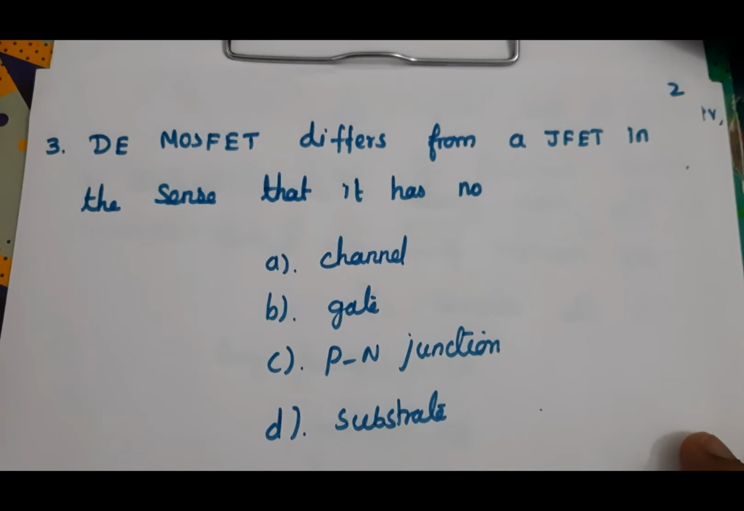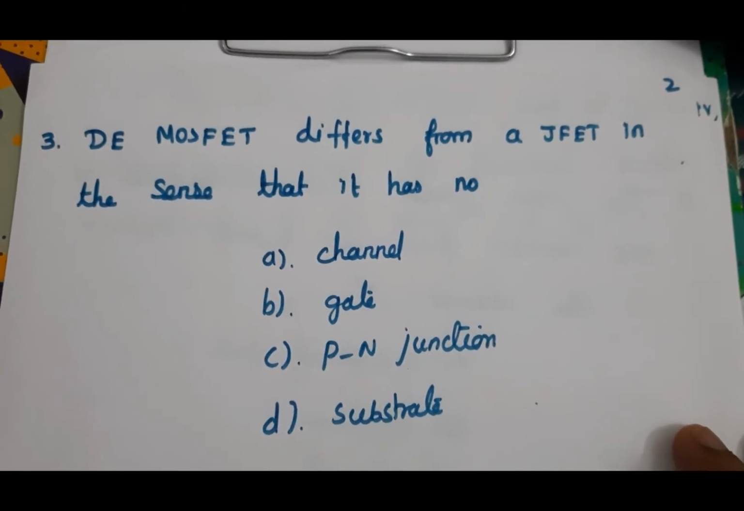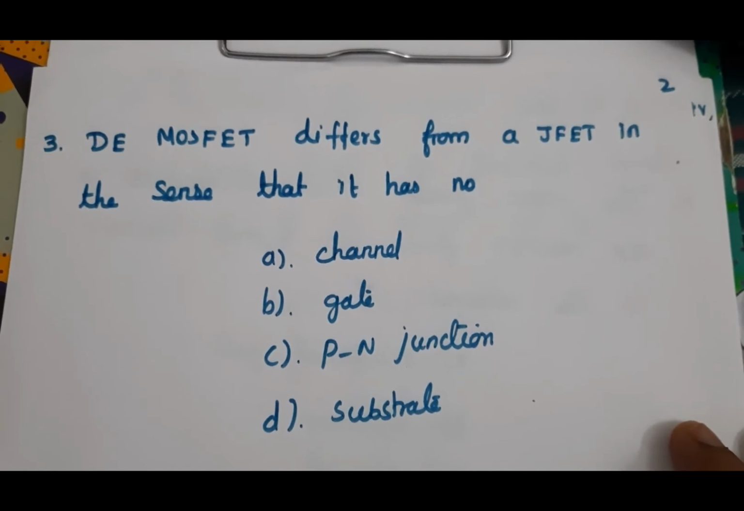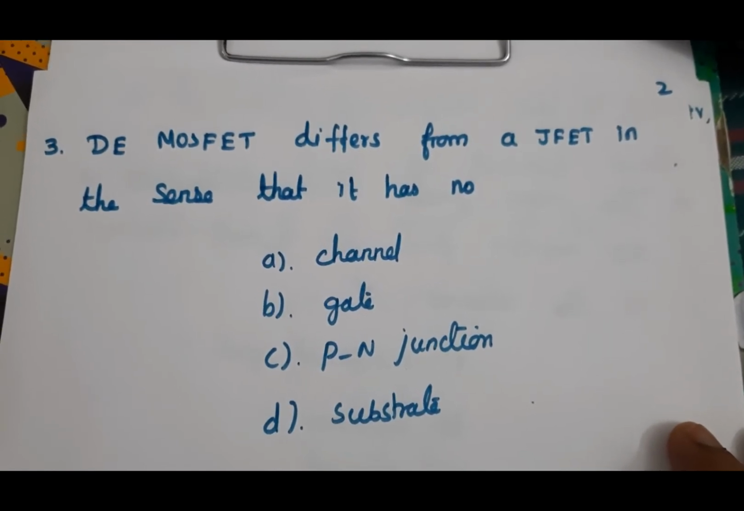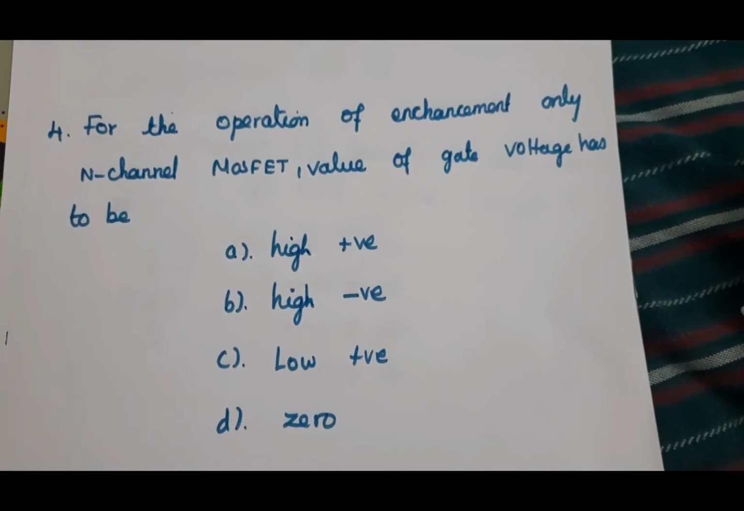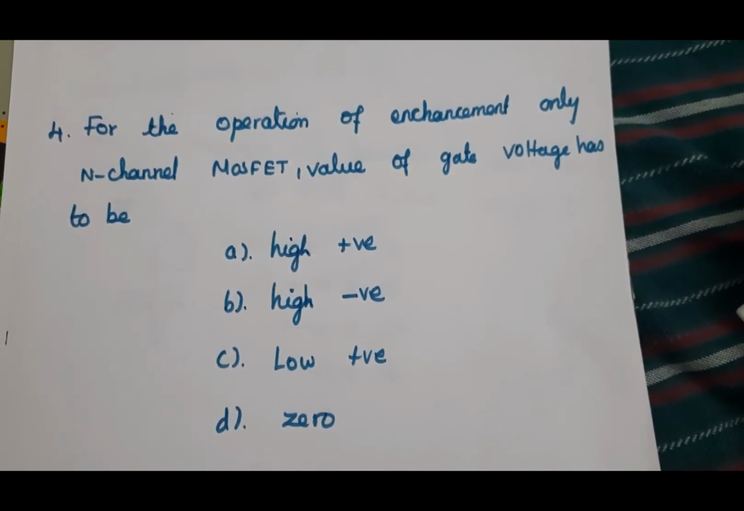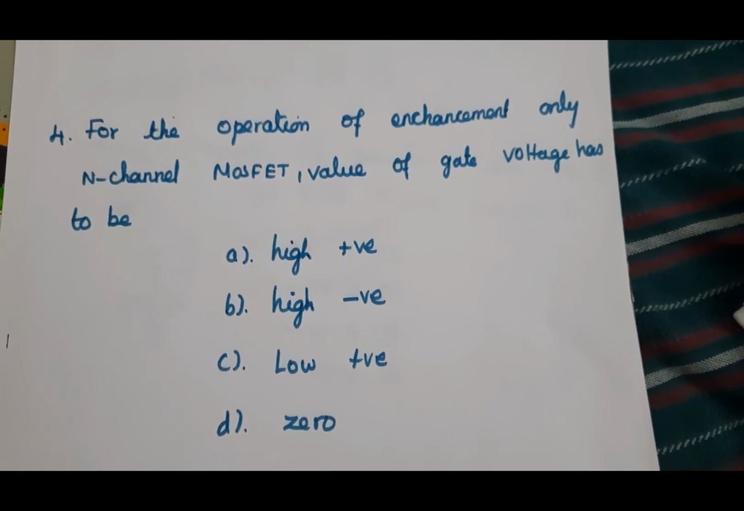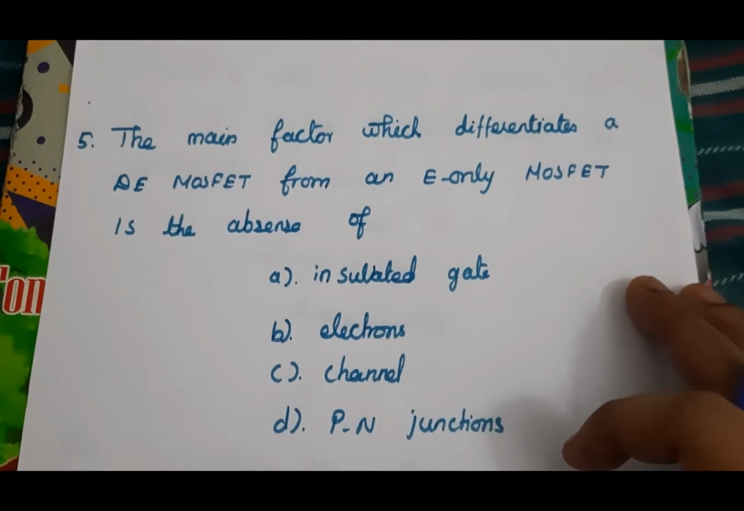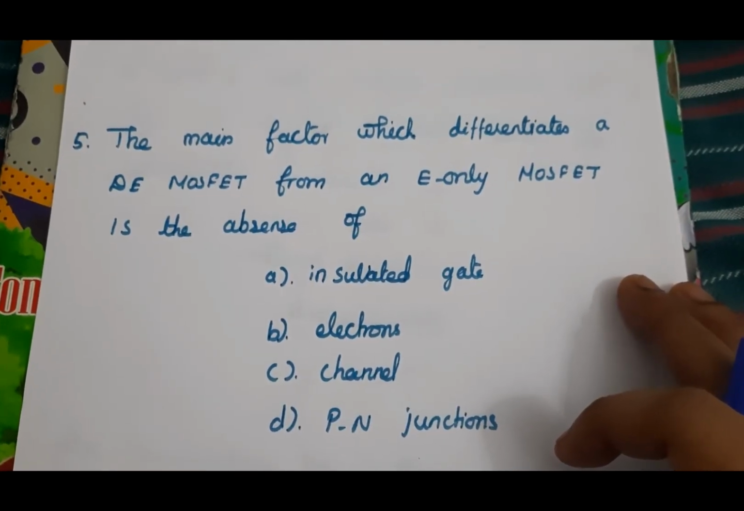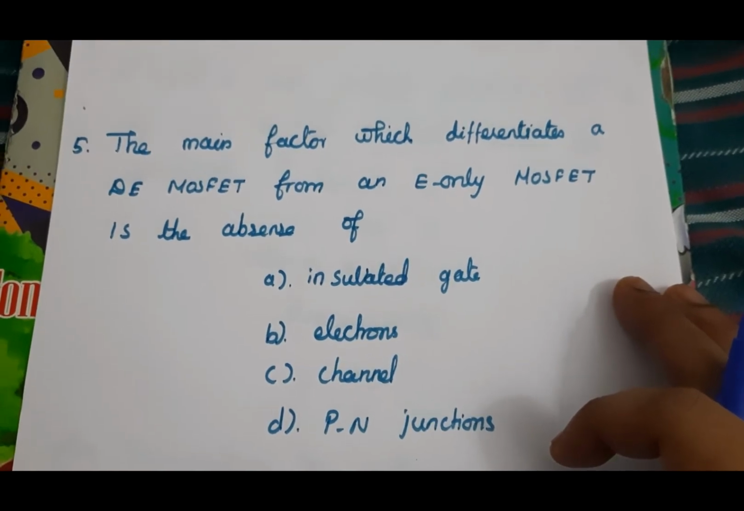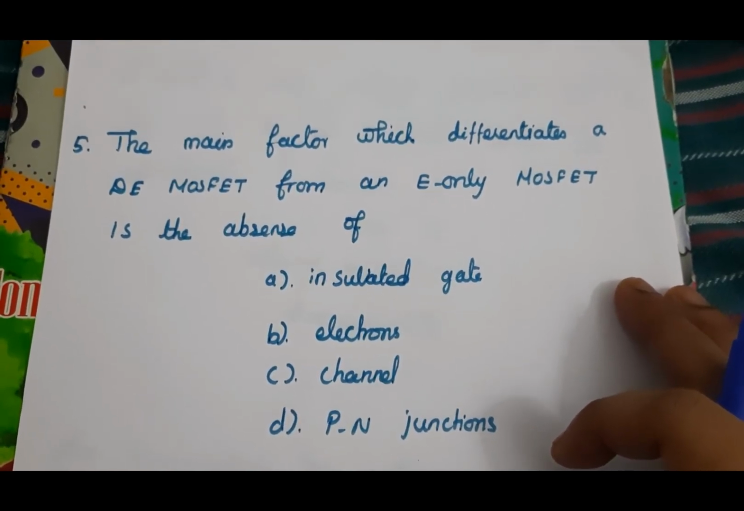Third question, a depletion MOSFET differs from the JFET in the sense that it has no channel, gate, PN junction or substrate. Find the correct answer. Fourth question, for the operation of an enhancement-only N-channel MOSFET, the value of the gate voltage has to be high positive, high negative, low positive, or 0. Find the correct answer. And fifth question, the main factor which differentiates the depletion MOSFET from an enhancement-only MOSFET is the absence of insulated gate, electrons, channel or PN junction.